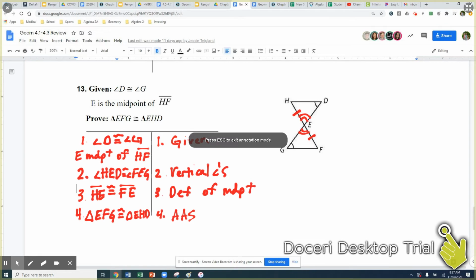So there's our proof. Now on the quiz, this is a 4-point question. You get 1 point for your reason of given, 1 point for vertical angles, 1 point for definition of midpoint, and then 1 point for the AAS. So that's 4 total points.